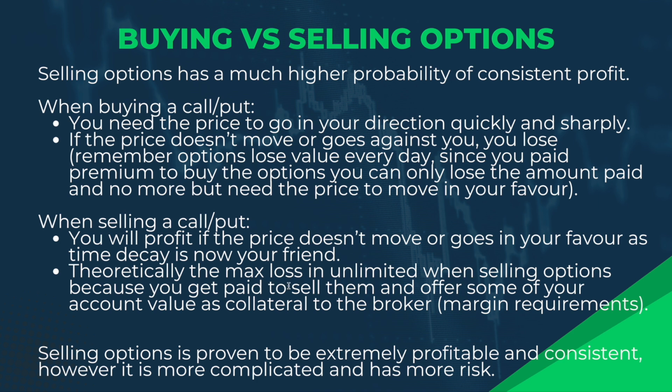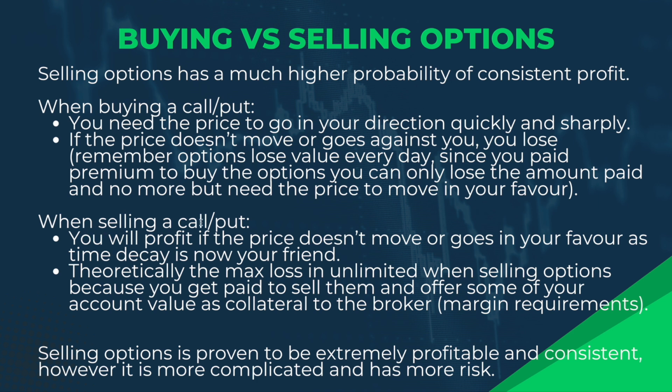But obviously, it's not that simple. And this is, I guess, something that throws people off quite quickly. But this is just part of the risk that we need to manage, because we have a higher probability of making money. And we have one more thing: because you get paid to sell them, you will have to offer some of your account value as collateral to the broker, which is what they call margin requirement. And we'll go over it in just 1 second.